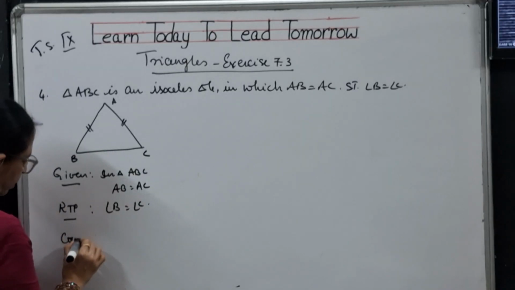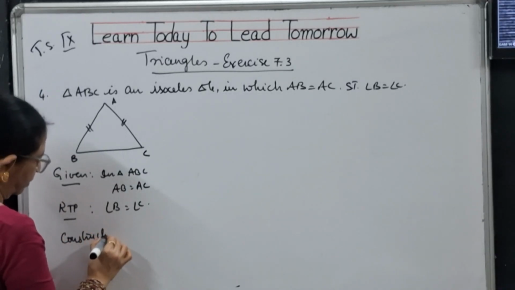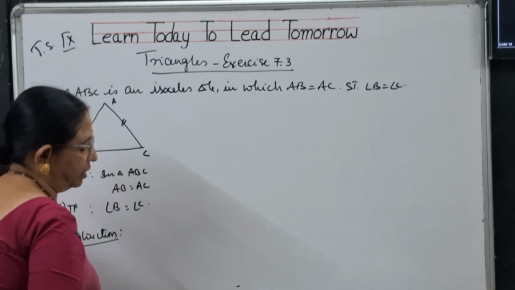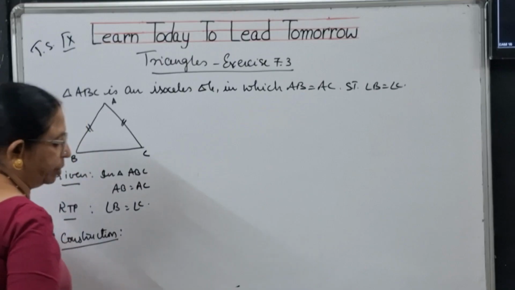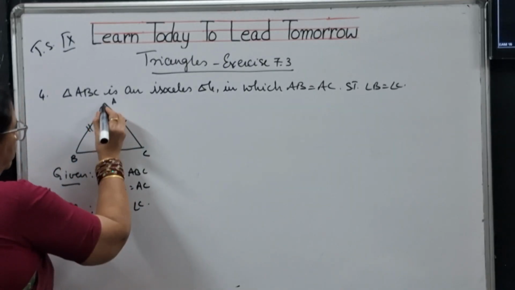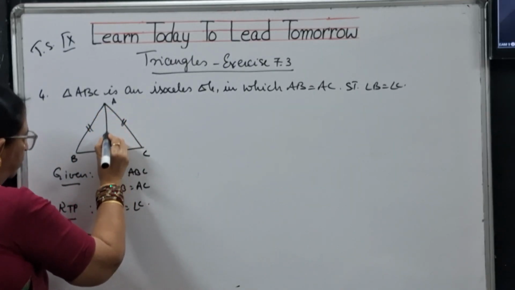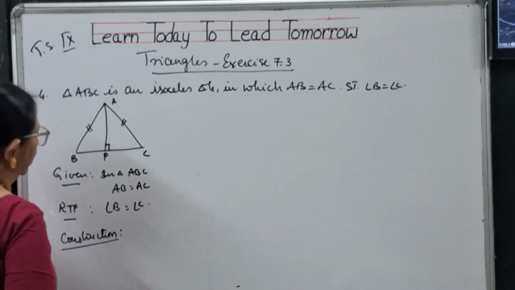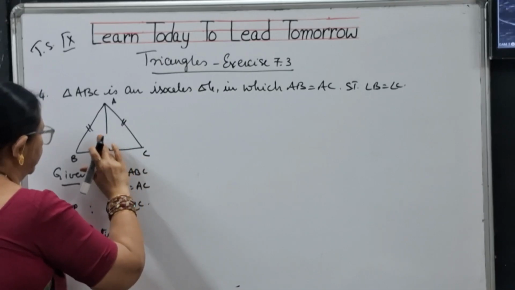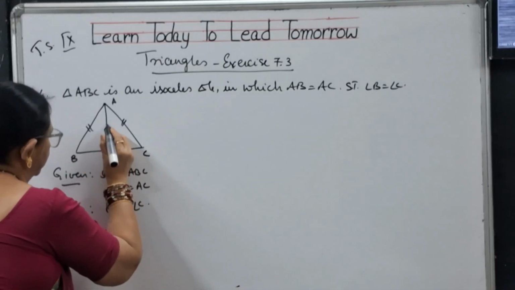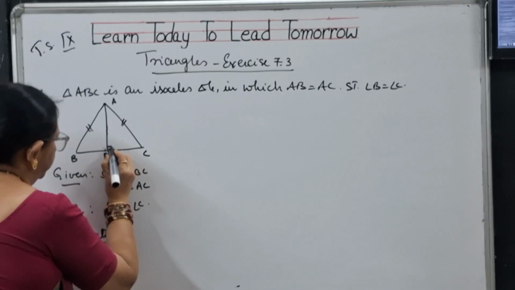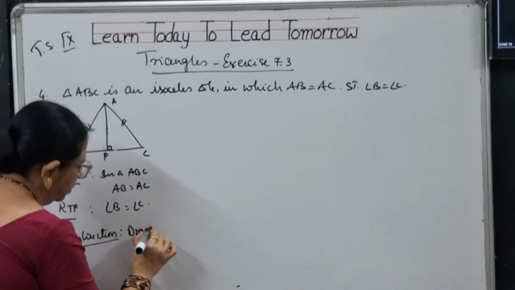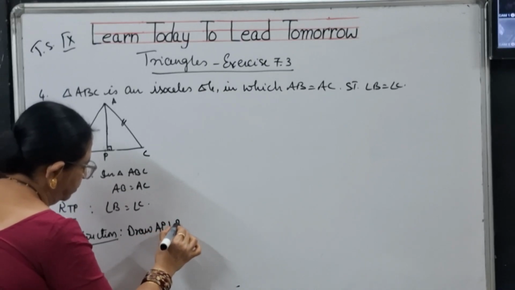And here you have a construction. What is the construction? They have given a hint in the problem, children. The hint here is you have to draw AP perpendicular to BC. So from A, you have to draw AP perpendicular to BC. So on drawing AP perpendicular to BC, this is AP perpendicular to BC. Now construction, draw AP perpendicular to BC.